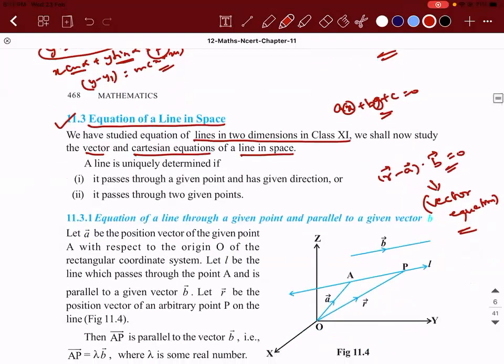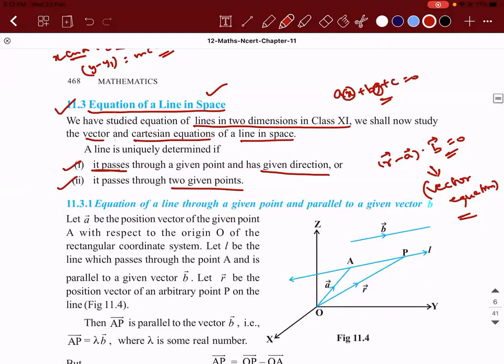In a similar way, if you want to write the equation of line in space, there are two ways to write it. One is, if you know the point through which the line passes, and if you know the direction in which the line is aligned, then you will be able to write the equation of the line. Second is, if you know both the points through which the line is passing. If you know these two parameters, you can write the line. Are you able to understand what I'm trying to say?